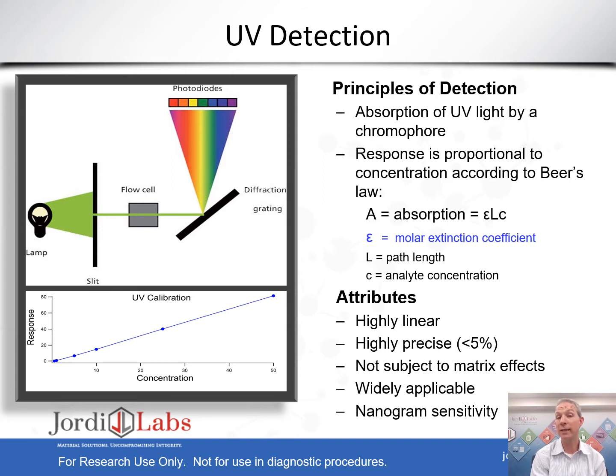So now let's take a look at the UV detector. Here we see that for UV detection, it's a completely different principle of detection. It's based on absorption of UV light. It is a highly linear detector. It's not subject to matrix effects and widely applicable to anything with a chromophore with nanogram level sensitivity.